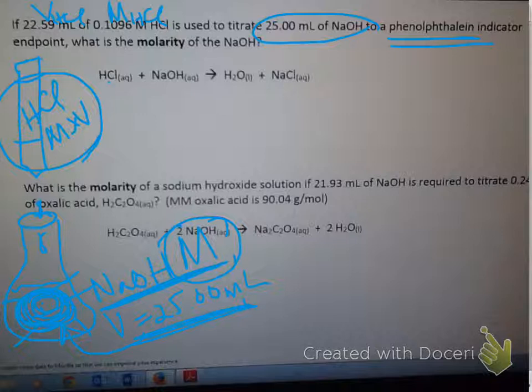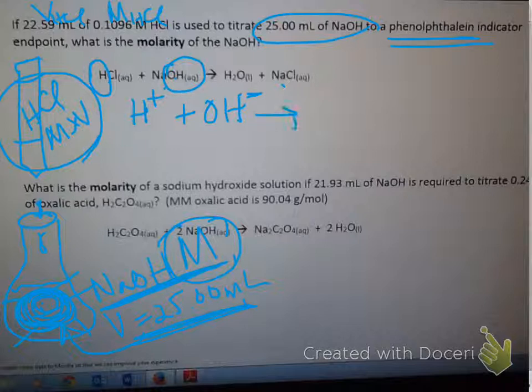So let's look at the chemical reaction. It says HCl plus sodium hydroxide equals water plus NaCl. We know that really what's going on here, we've got one hydrogen in HCl, we've got one hydroxide in sodium hydroxide, so one hydrogen plus one hydroxide yields one water. This was our net ionic equation that we got from our neutralization reaction earlier.